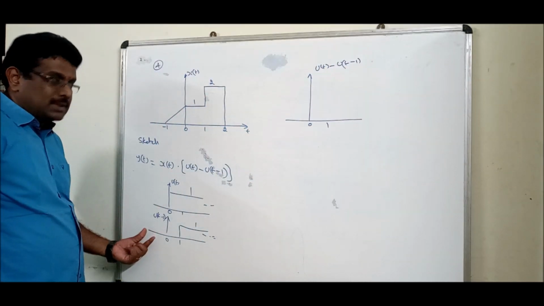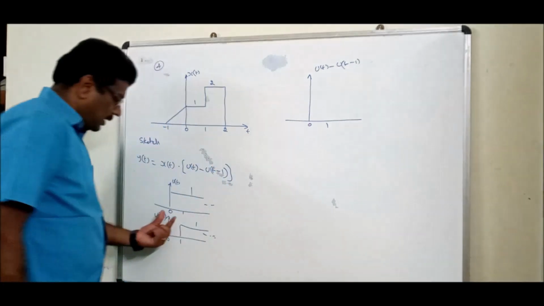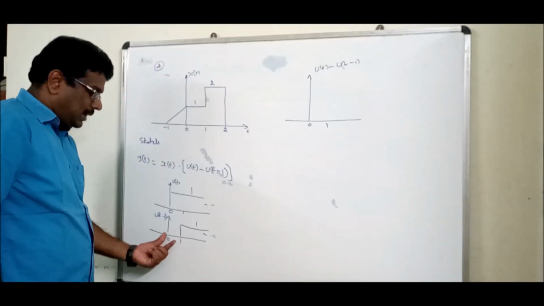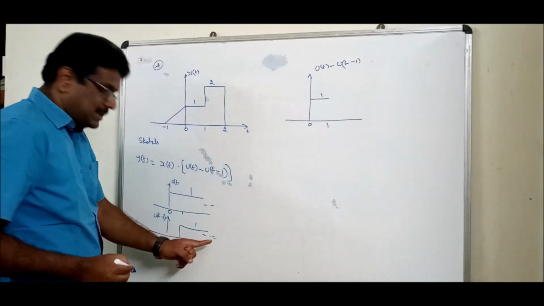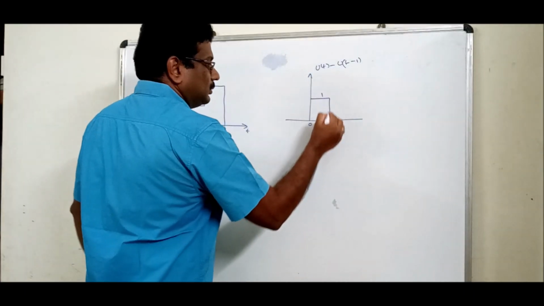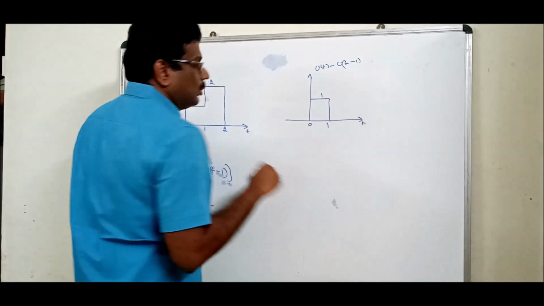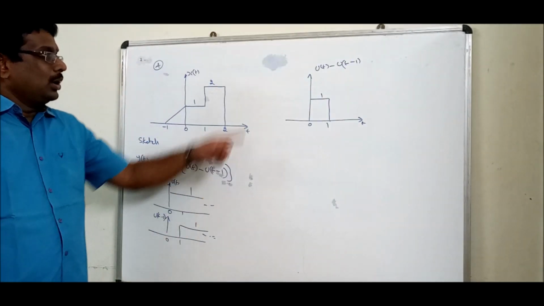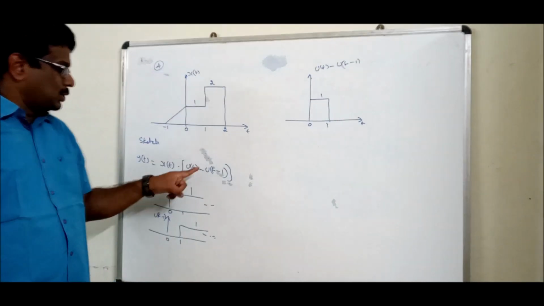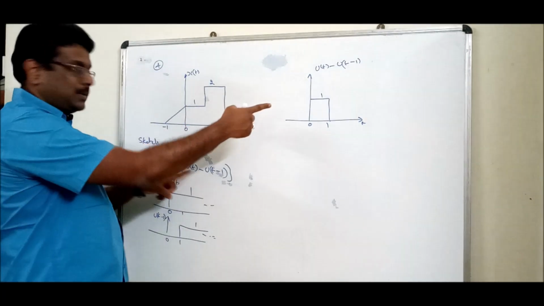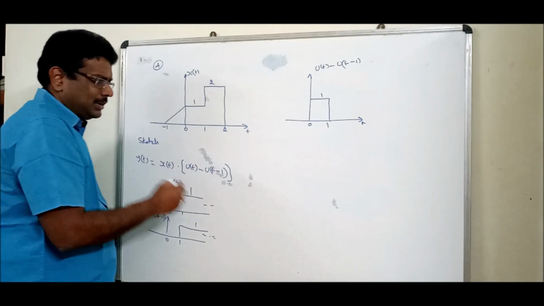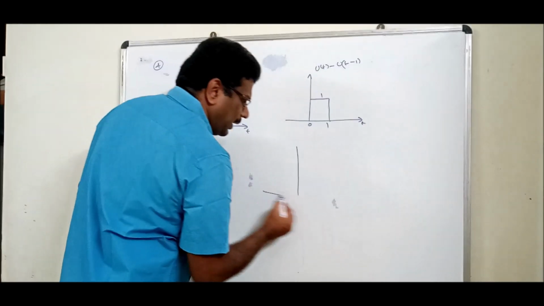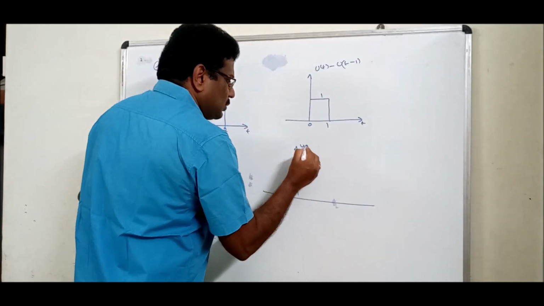This side 0. 0 to 1, 1 here, 0 here. 1 minus 0, 1. This side 1 minus 1, 0. That's it. Who is he? u of t minus u of t minus 1. This signal is here. This signal is here. What should I do? Multiply. If you multiply, the result is y.